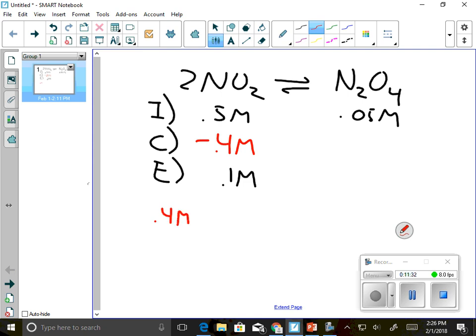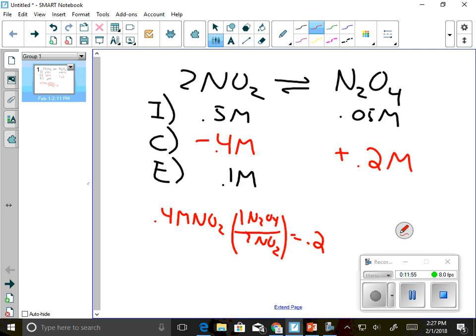For every 0.4 molar of NO2, there's 1 N2O4 for every 2 NO2. Little stoichiometry. If this lost negative 0.4, this must gain 0.2. If I add my initial plus my change, it will tell me how much do I have at equilibrium. 0.25.